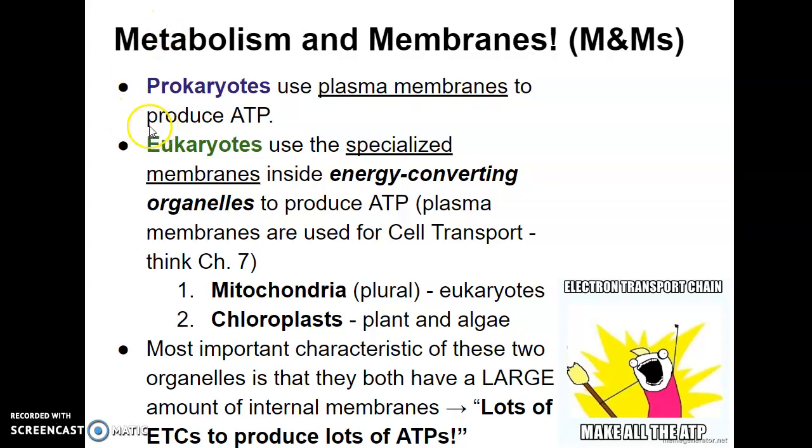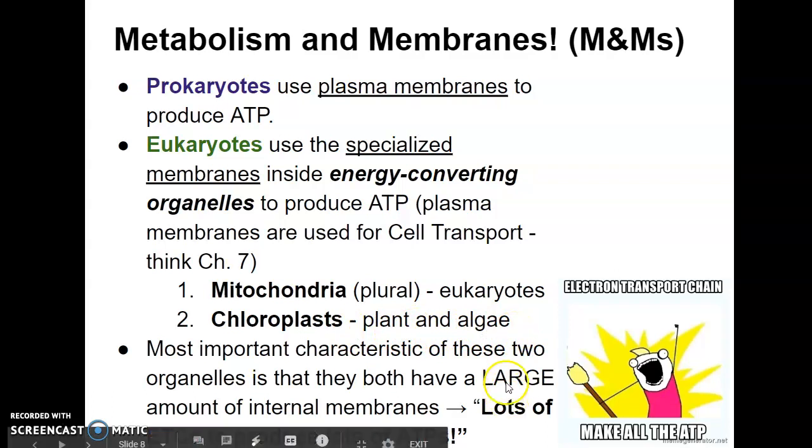Okay, so here we go. Prokaryotes use their plasma membranes to produce ATP, and eukaryotes use very specialized membranes. And those specialized membranes are inside what we call energy converting organelles to produce ATP. So the mitochondria, or the mitochondrion would be singular, that's the membrane used in eukaryotes, and the chloroplasts, the membranes of the thylakoid and the chloroplast, would be used in plant and algae.